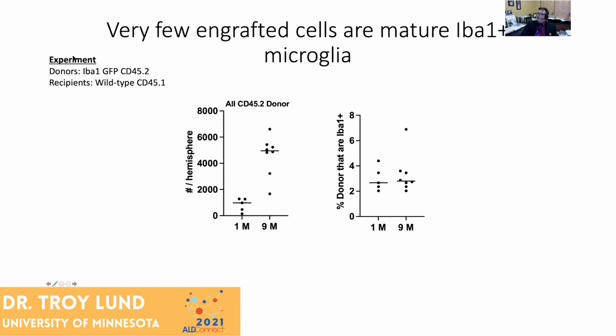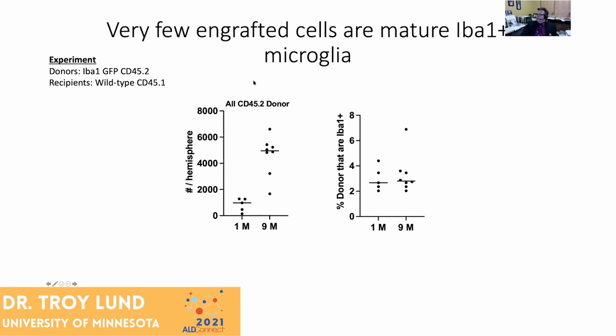What we can do again, because of the CD45 mismatch, is look at all the donor cells in the brain and count them. And we find at 1 month, there's about 1,000 donor cells in the brain. This agreed with our prior data that we get 1,000, sometimes 2,000 donor cells in the brain, all different types. At 9 months after transplant, you actually see an upswing up to about 5,000 donor cells in the brain.